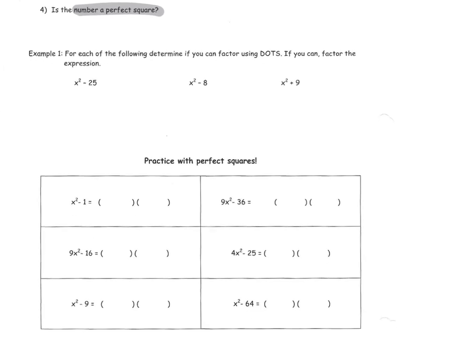So some of these, there's a chance that it might not factor into dots. So I'm going to do x squared plus 9 and x squared minus 25, and you guys can do x squared minus 8. So let's see. For x squared minus 25, well, yep, there are two terms. That checks off. Even exponent, perfect squares, and there's subtraction between them. So this is dots. It checks off all four things. So we have x plus 5 and then x minus 5.